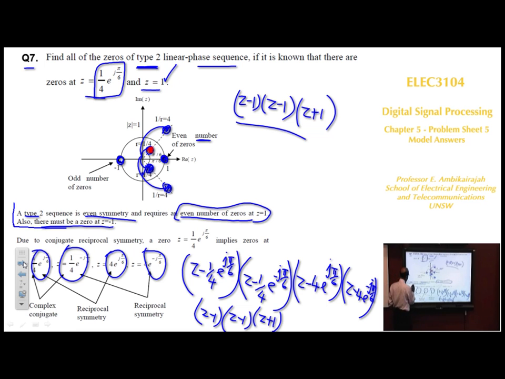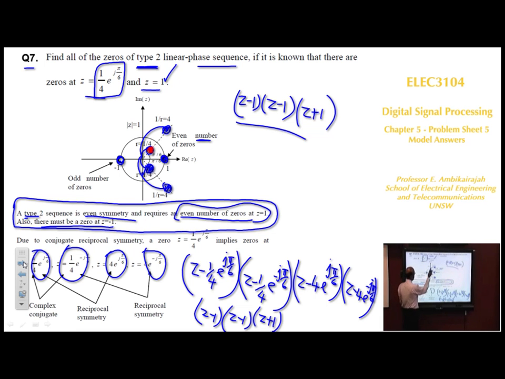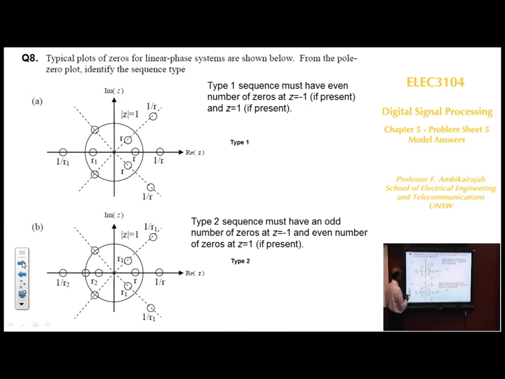And remember, you will be told whether it's a type 1 or type 2. So by reading the type 1 or type 2, you can actually figure out and then get the transfer function. Now, just to give you a bit more insight, this is a sequence given. They want to know what it is.